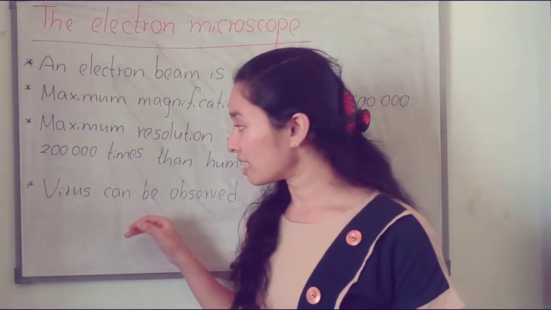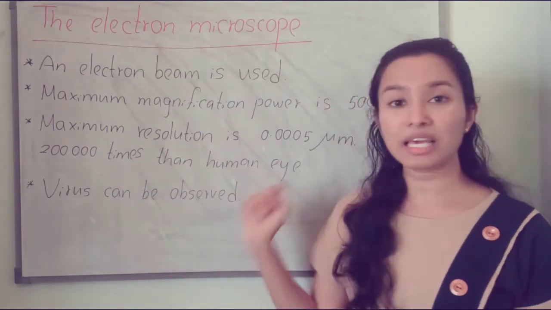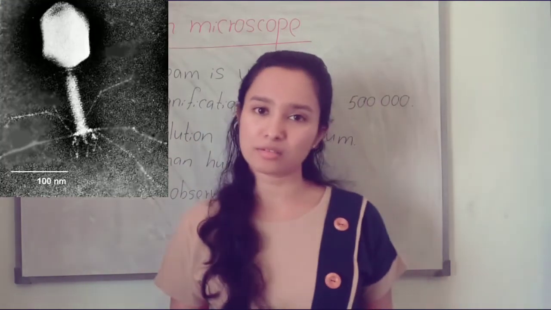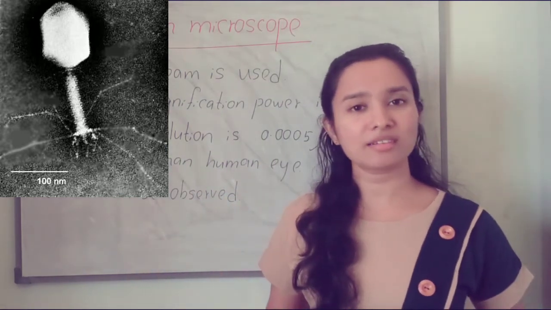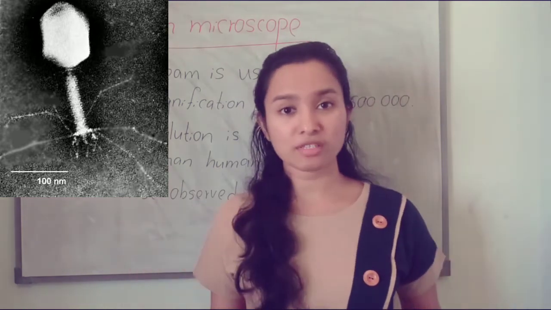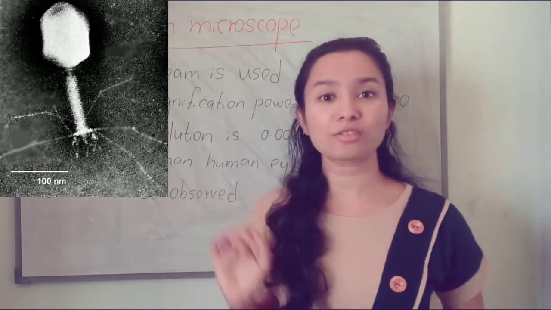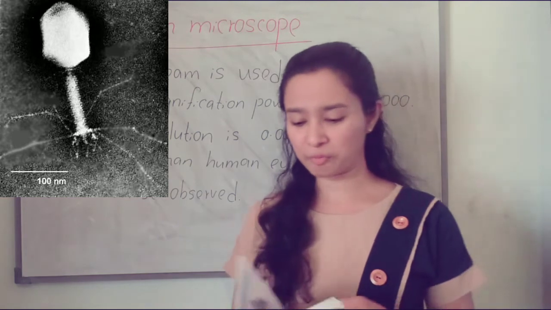Then another important thing is we can observe viruses by using the electron microscope. By using a light microscope, we can observe only some bacteria and fungi. We cannot observe viruses by using a light microscope. But by using the electron microscope, we can observe viruses also.